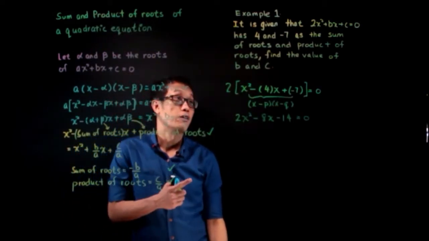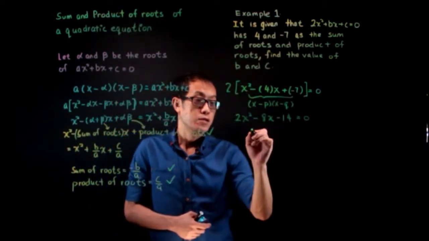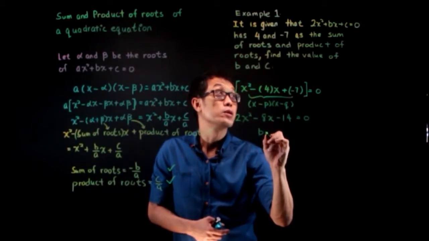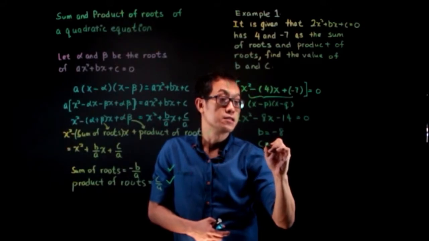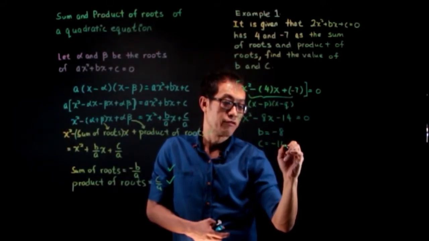So what is the value of b? So b is equal to minus 8 and c is equal to minus 14.